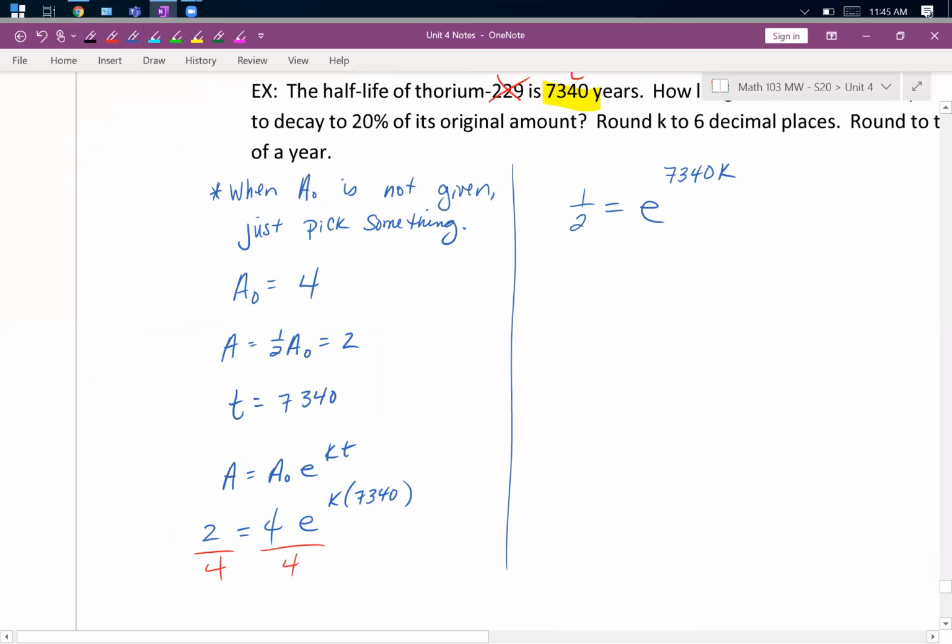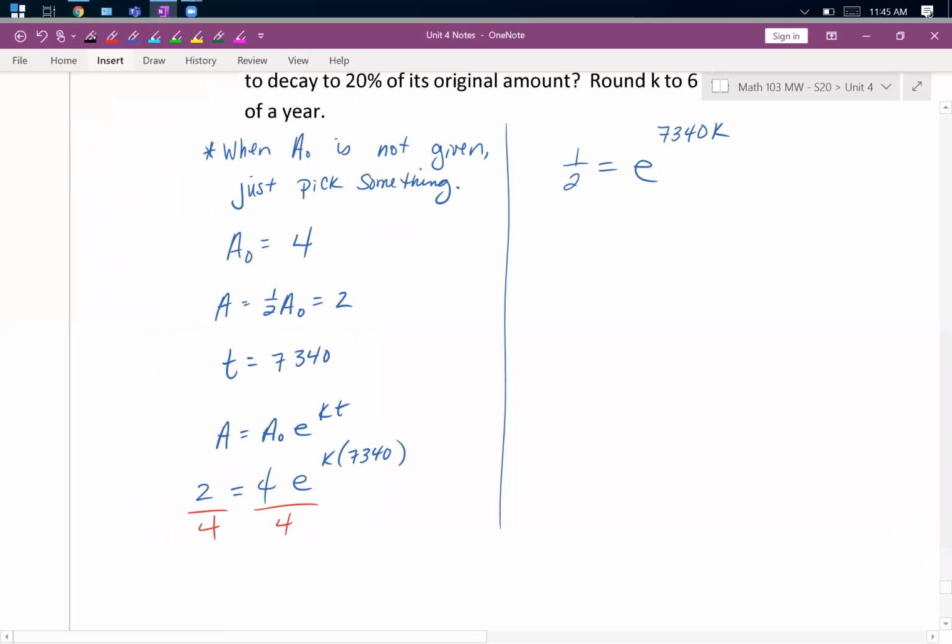But before I do that, I just want to prove to you, because it seems crazy, that I can just pick whatever I want for A sub 0. Let me show you why that always works out. So I'm just going to pick a different number. I usually pick 1, but it doesn't matter. We can pick any number we want. I could pick 432 if I wanted to. I'd pick 1 though. A then is going to be half of that. And then we plug it into our equation.